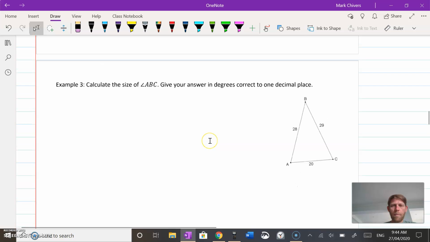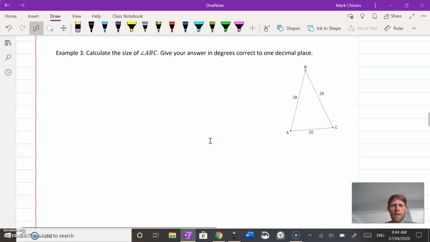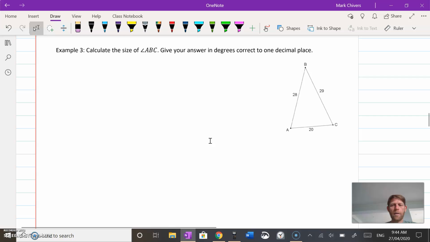Okay, so I'm going to skip the next one there. I'll leave that on Ed Rollo as an activity for you. But remembering, of course, angle ABC is going to be this angle in here. That's the angle I want to calculate. So effectively, this is going to be my... Yeah, it's a bit confusing because, of course, it's not angle C.